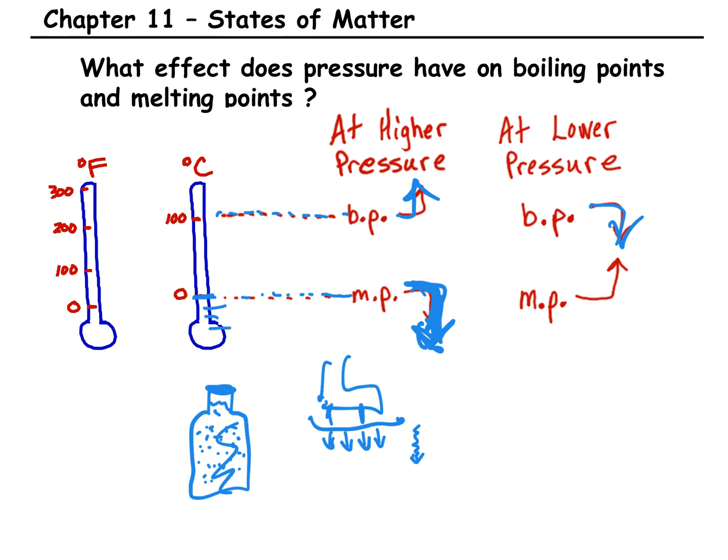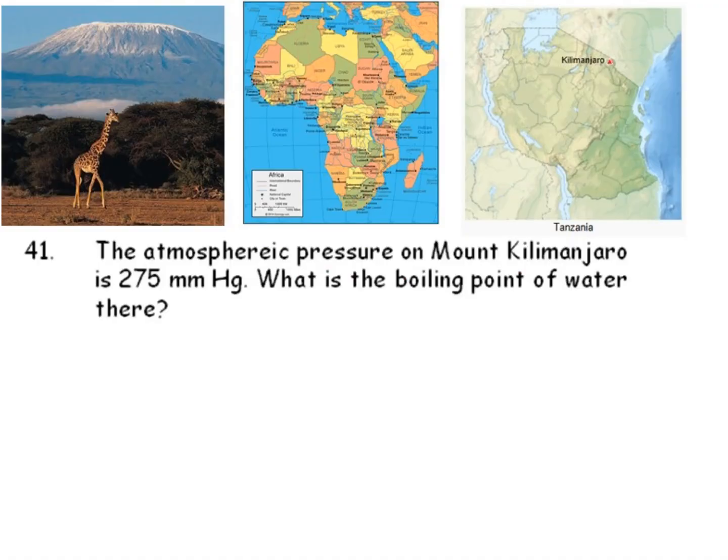All right, got one last question for you. The atmospheric pressure on Mount Kilimanjaro is 275 millimeters mercury. Now, it depends on the day too, of course. Here's Mount Kilimanjaro right here. This is a famous mountain in the country of Tanzania, on the African continent. If you were to climb to the top of that mountain, the air pressure is much, much lower. So that's actually going to have an effect on the temperature at which water boils. So how could we determine that?